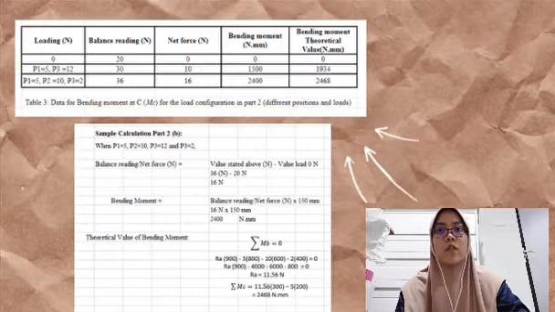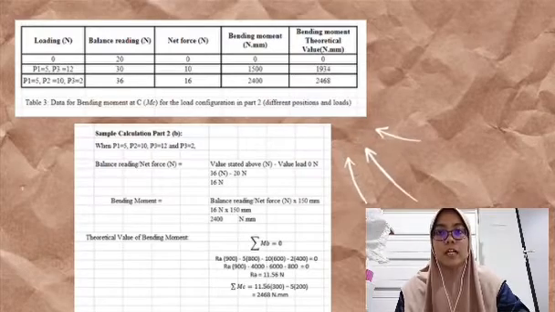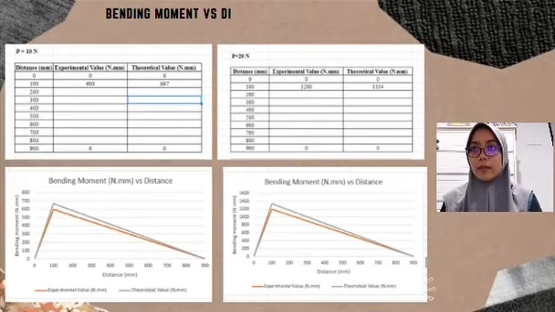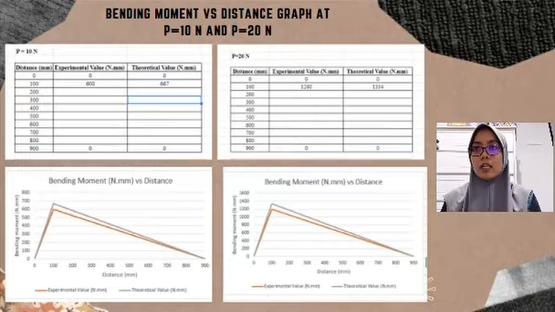So the total of MB equal to 0, and RA we get 11.56 Newton. From this value, we can calculate MC, which is... Okay, so we continue with the bending moment diagram. So for P equal to 10N, the bending moment diagram, which is bending moment in Newton millimeter versus distance in millimeter.